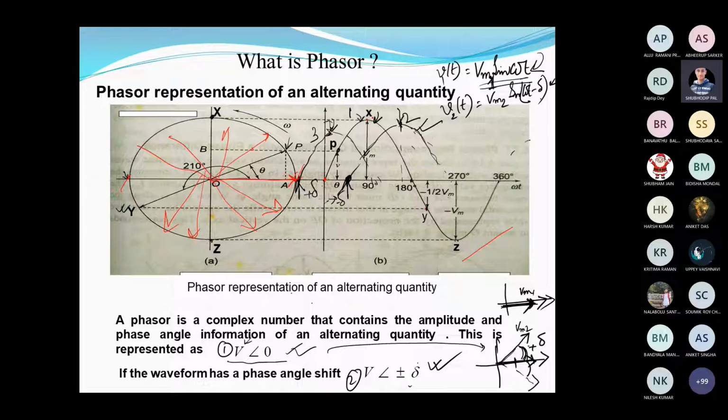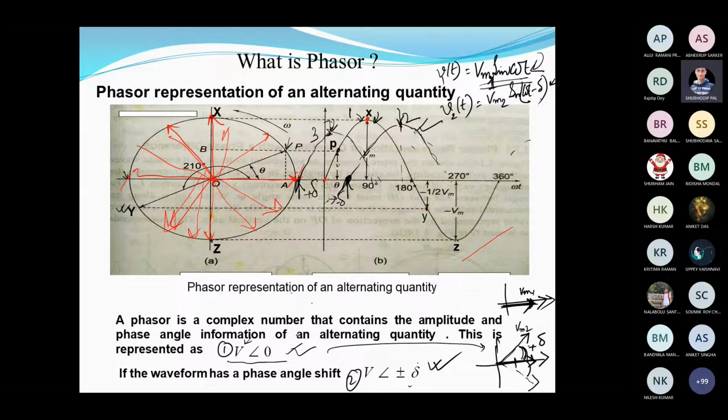And all the points, when it is like this, the vector after rotating will be coming like this, and then somewhere here and this. In this way, the vector is actually rotating, right? So any sinusoidal quantity can be represented like this. So here comes the concept of phasor, right?